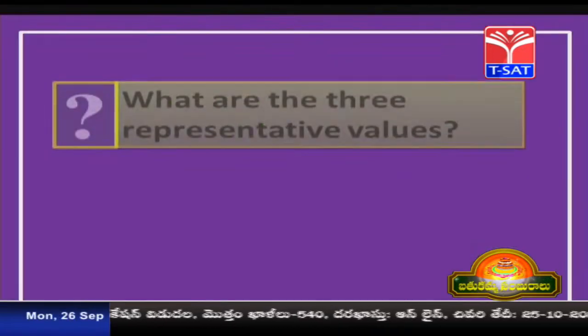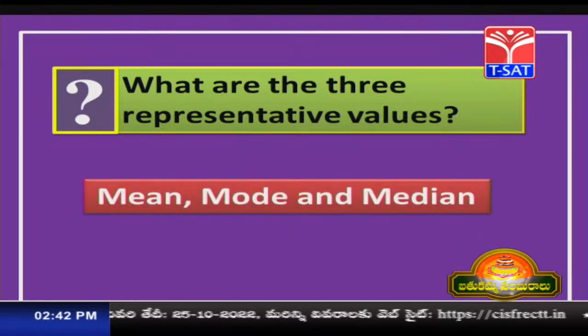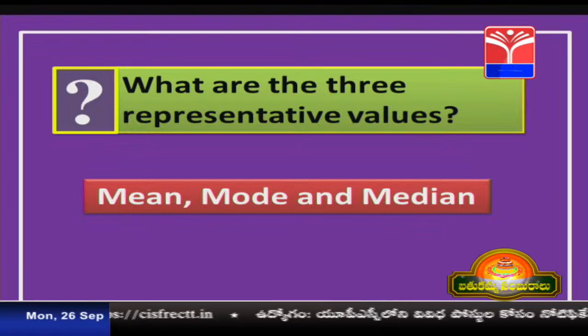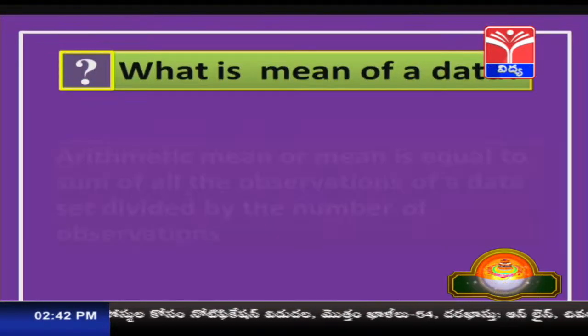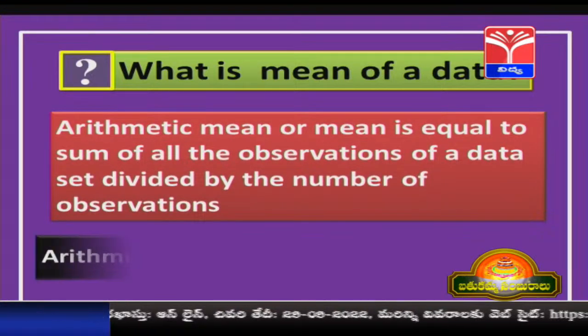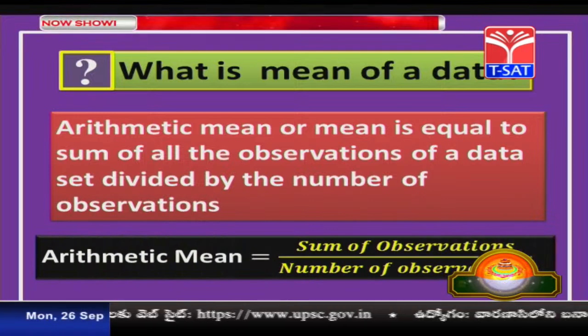Okay children. Now what are the three representative values that you have learned children? You are right once again. Mean, mode and median are the three representative values. Then what is meant by mean of the data? Yes, arithmetic mean or simply mean is nothing but the sum of all observations divided by the number of observations.